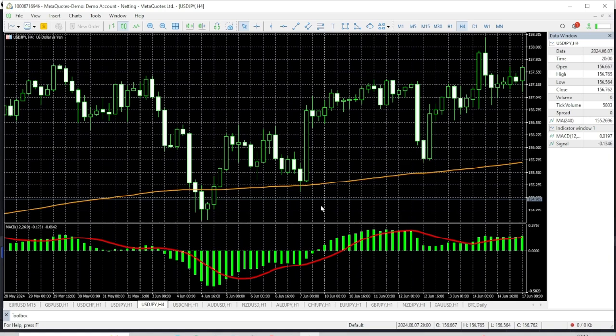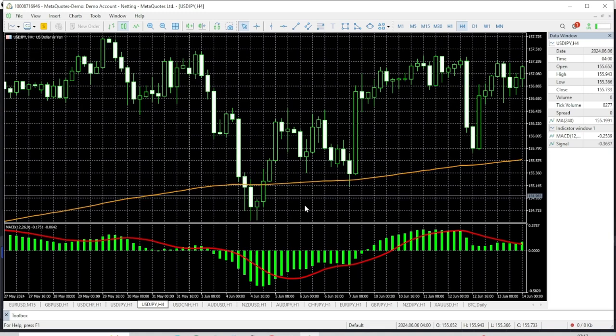It is simple. Once you have 4 completely formed candlesticks below the exponential moving average 240, it means that the market is downtrend. It doesn't mean that you should sell. Please take note of that. We are looking for 4 candlestick formation, at least 3, but 4 preferably.